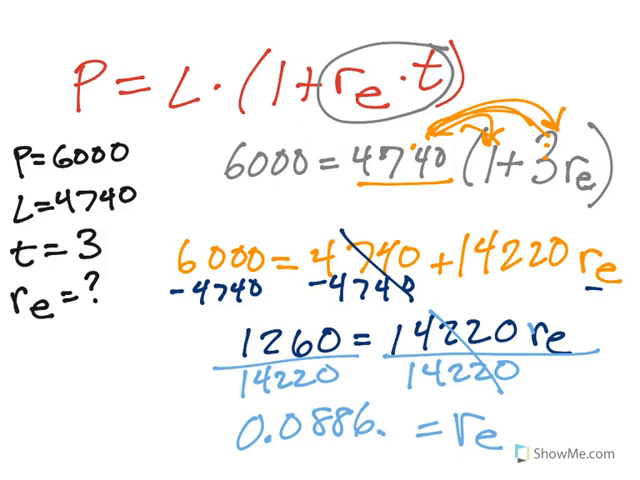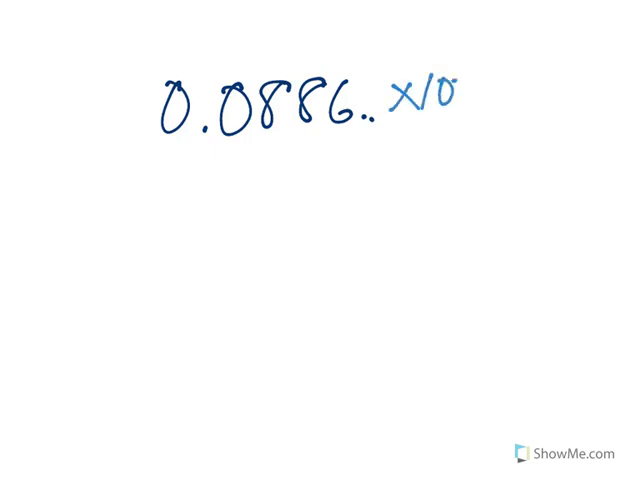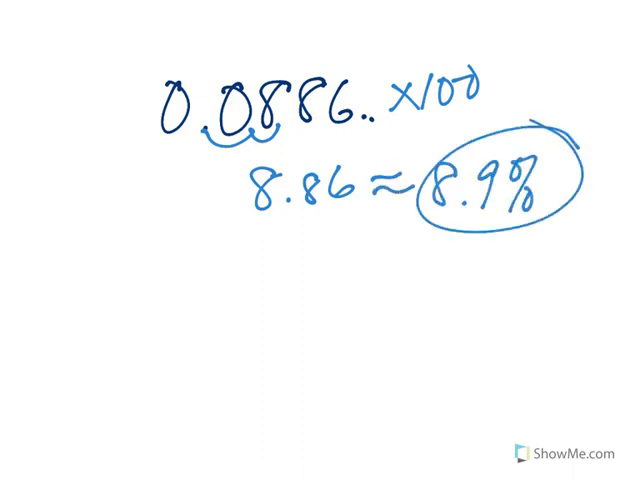If I want to change 0.0886 to a percent, I would multiply by 100, which in effect moves the decimal 2 places. So 8.86, let's just round this and make it 8.9%. So remember, they advertised a 7% interest rate, but because they take the interest out up front, you're really paying close to 9% interest on this loan.